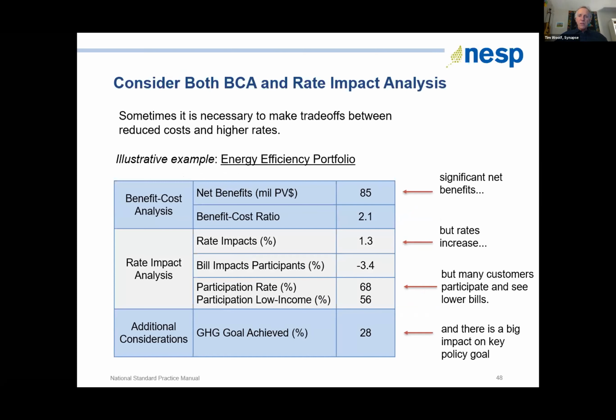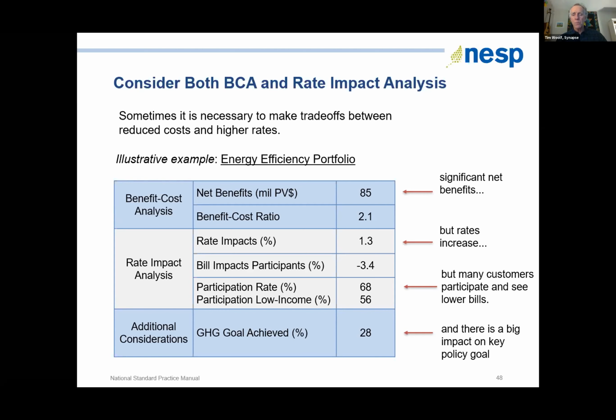And what we said in the manual is you have to look at both. If you want to consider rate impacts, you have to look at both the BCA and rate impact analyses. And the question that always comes up is, well, how do you do that? What does that mean? And this is what it means. What we have here is an example of the bottom line results from the benefit cost analysis and the rate impact analysis. And here this is an illustrative example, energy efficiency, the whole portfolio.